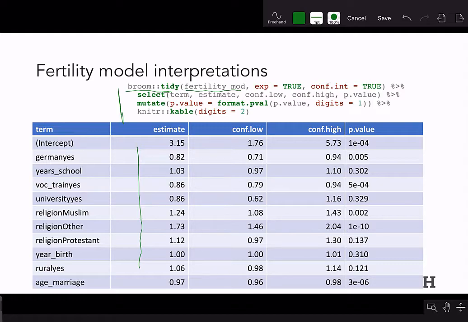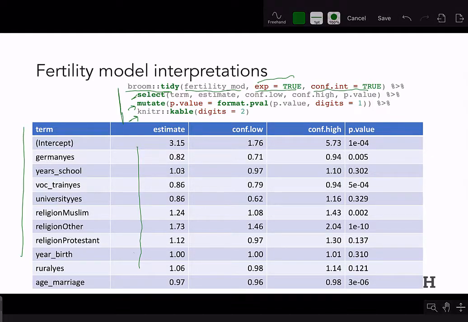In this case, I've added a couple of arguments to that function, one being exponentiate equals TRUE, which returns exponentiated versions of the estimates. So in this case, it exponentiates our betas so that we have rate ratios. And conf.int equals TRUE means that you're going to get confidence intervals as well. And since exponentiate equals TRUE was given, the confidence intervals are going to be exponentiated as well. Then I'm just selecting the terms I'm interested in, formatting the p-value, and using the kable function from the knitr package to produce a nicely formatted table for the output.